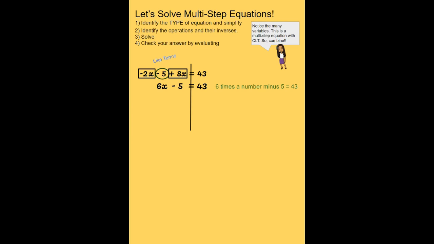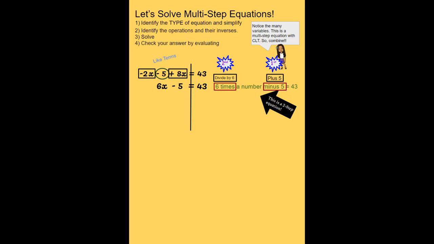The operations we wrote are times 6 and minus 5. Because we wrote two operations, this is a two-step equation. Now let's identify the inverse operations. The inverse of minus 5 is plus 5. The inverse of times 6 is divide by 6. First, we will add 5 to both sides, and then we will divide by 6 on both sides.